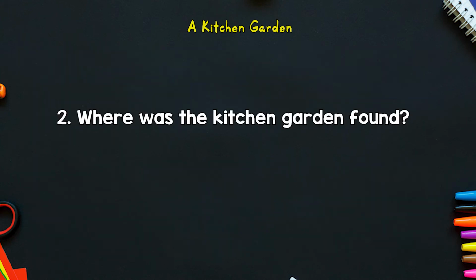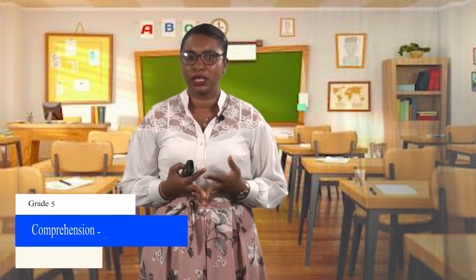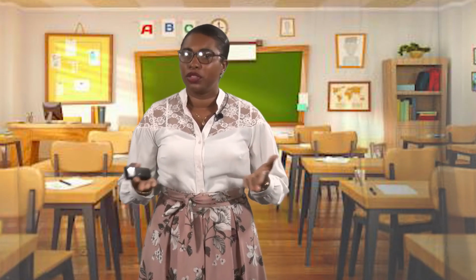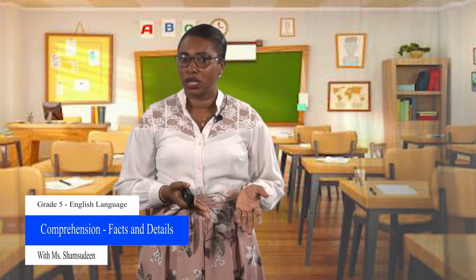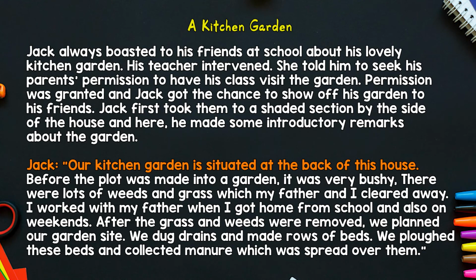Now, where was the kitchen garden found? Again, you have to go back to the passage, because if it was just based on memorization, there was a part where Jack took them to the side of the house. But the question is where the kitchen garden was. No. But then there is a little way in the passage where it says he told them that the kitchen garden is situated at the back of the house. So you see, you still have to go back to the passage to find these answers.